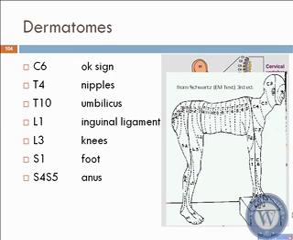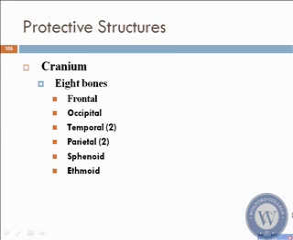Okay? Make more sense? I hope so. The protective structure that protects the central nervous system is, of course, the skull. There are 8 bones in the skull: the frontal, occipital, temporal, parietal, sphenoid, and ethmoid. I don't expect you to know all the different bones and foramen and all that stuff.